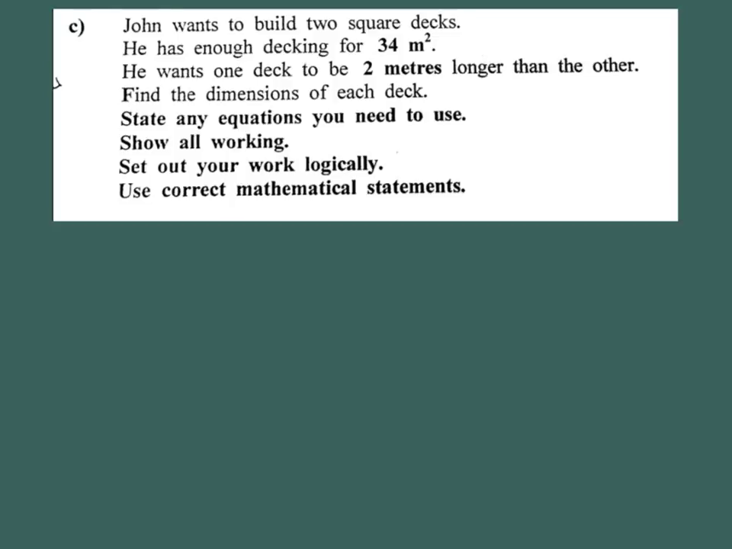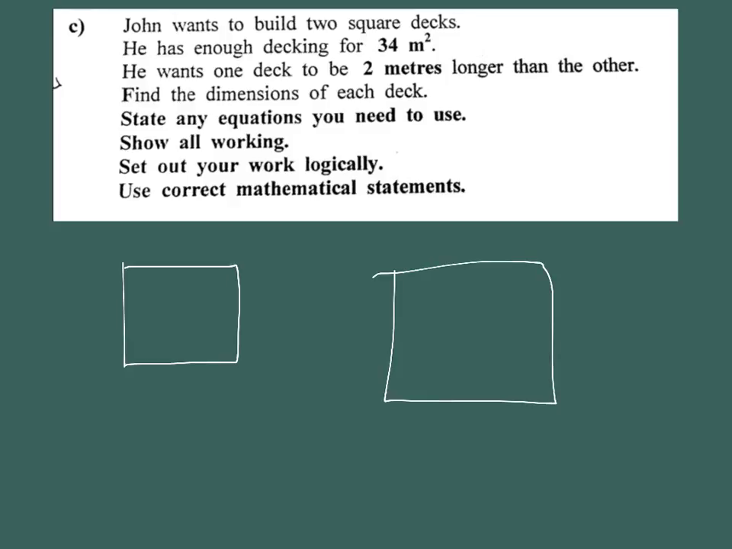So when I'm looking at this question here, we see that John wants to build 2 square decks, and he wants one deck to be 2 meters bigger than the other one. So I like to draw a picture. So we've got one square here. One square deck there, and one slightly larger square deck here.